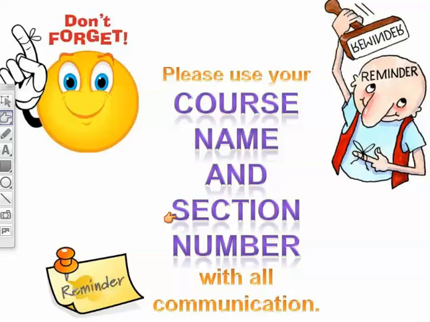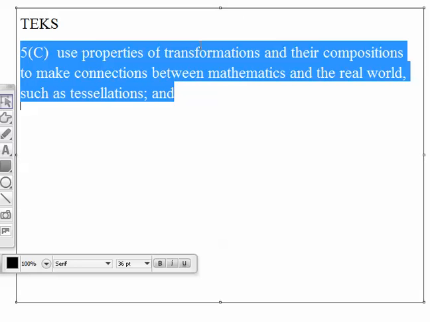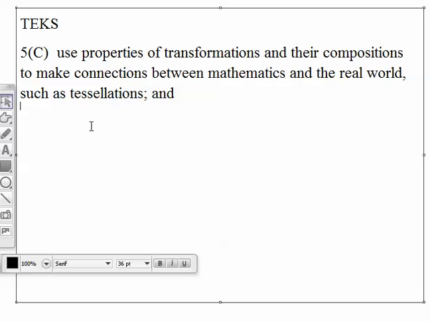Okay? So, what have we been doing? We're using the TEKS that are in the course material. It says to use properties of transformations and their compositions to make connections between mathematics and the real world, such as tessellations. We have been using these transformations. We're trying to explain them to you.